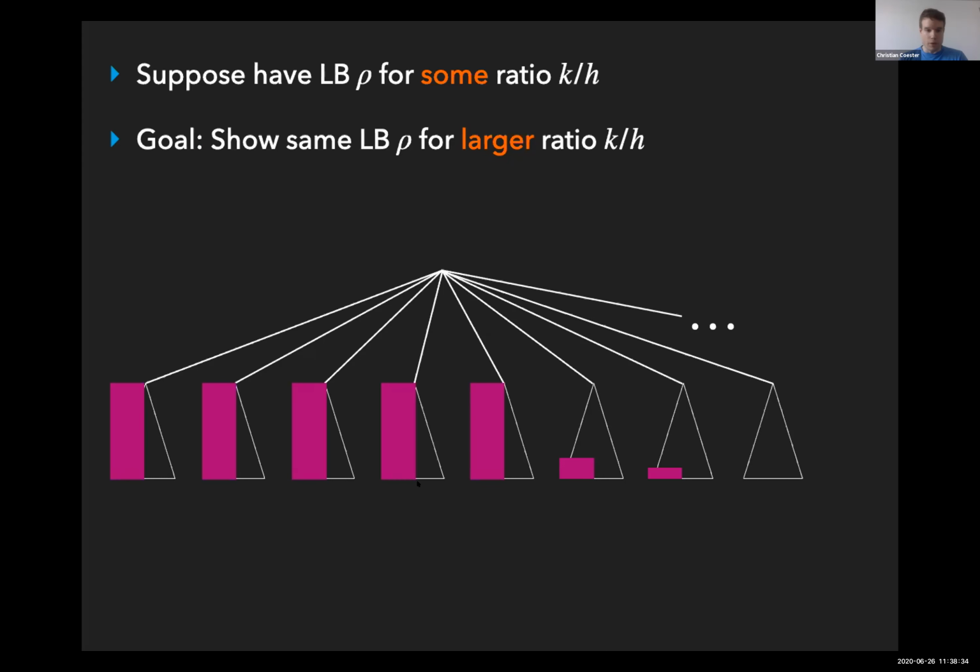And so, as I said, we're going to construct a tree, and this is going to happen recursively. So suppose that in these triangle subtrees at the bottom, we have this lower bound of rho for this fixed ratio of K over H. And now I'm using these purple bars here to indicate the number of online servers in these subtrees. So there are a lot of online servers here and only a few online servers here.